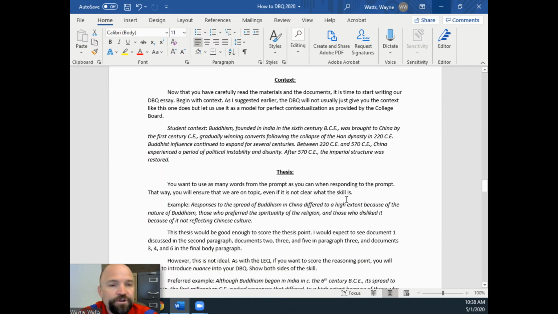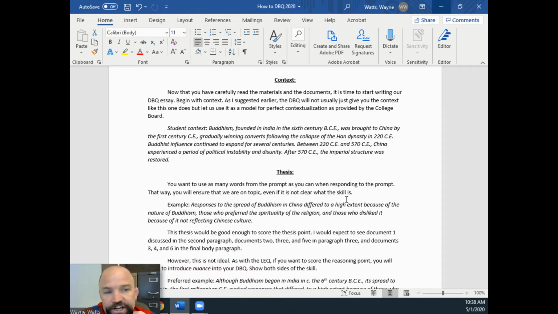So the first thing you're going to do is context. Now that you have read the materials in the documents, it's time to start writing your DBQ essay. Begin with context. As I suggested earlier, the DBQ will not usually just give you the context like this one does, but let's use it as a model for perfect contextualization as provided by the College Board. So yours wouldn't look exactly like this, but it would hopefully look something like this.